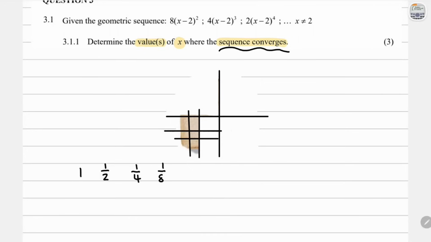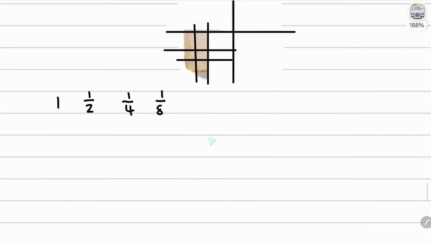The next term gets proportionally smaller than the previous term, and it gets so small and gets closer and closer to a specific number. In this case, it's getting closer and closer to 0. The whole point of this question is to determine the values of x for which this sequence converges. The criteria for a sequence to converge is that the common constant ratio should be greater than -1, but less than 1. If this is met, the series will converge.